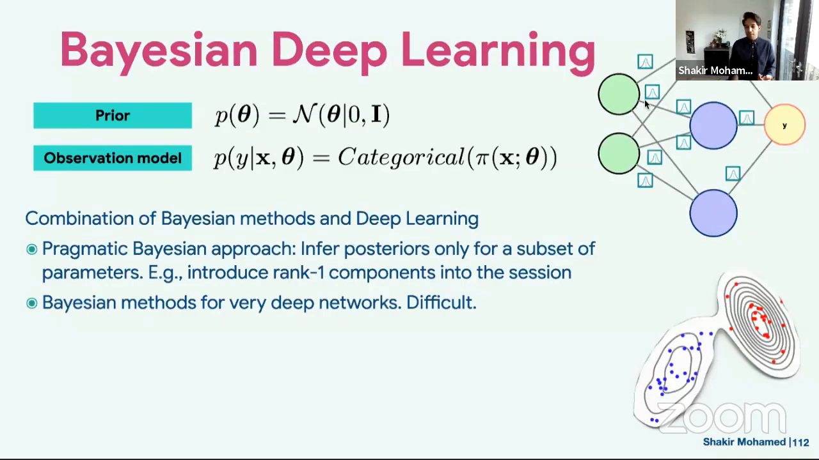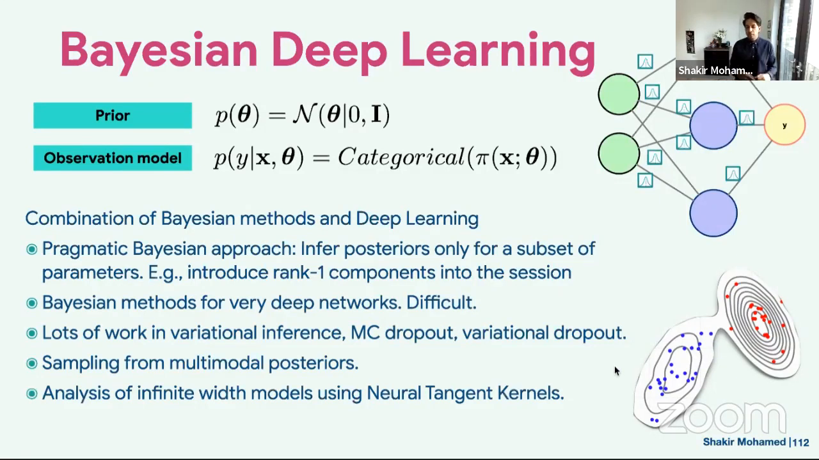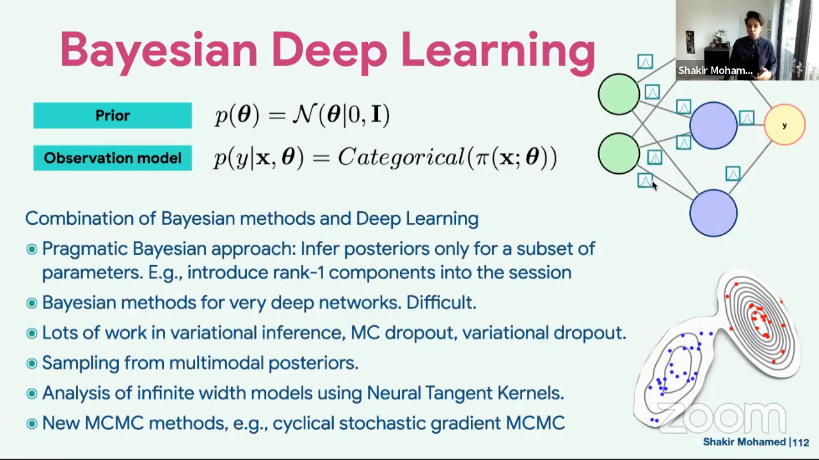Bayesian methods for very deep networks are still very difficult, but there's lots of work on variational inference in these settings. Monte Carlo dropout, variational dropout. Sampling from multimodal posteriors is one of the interesting questions which comes up. And you now have lots of theoretical analysis using neural tangent kernels to understand what happens if you take infinite width models in these settings and how they relate to other kinds of Bayesian methods like Gaussian processes. And you also have new MCMC methods being developed by thinking through these Bayesian deep learning approaches. One of the recent ones is called cyclical stochastic gradient MCMC.